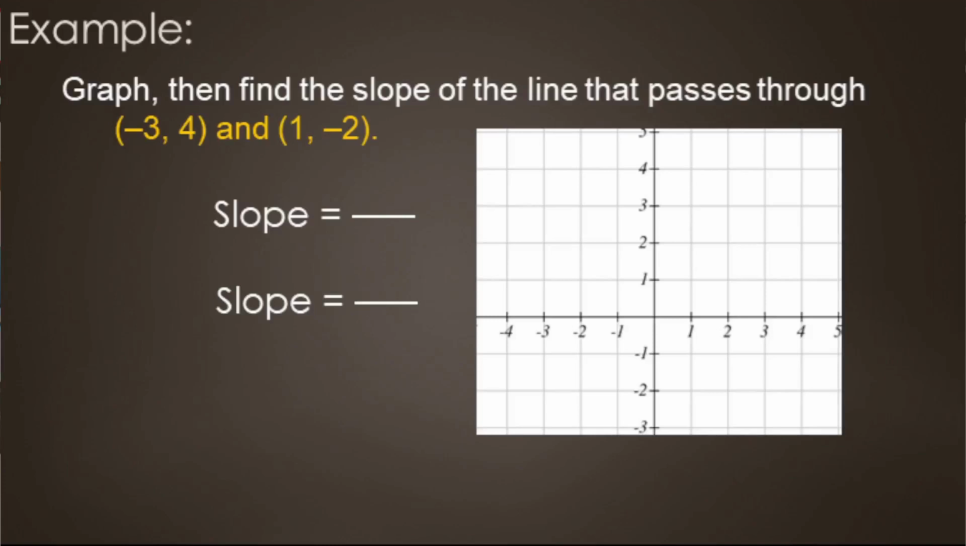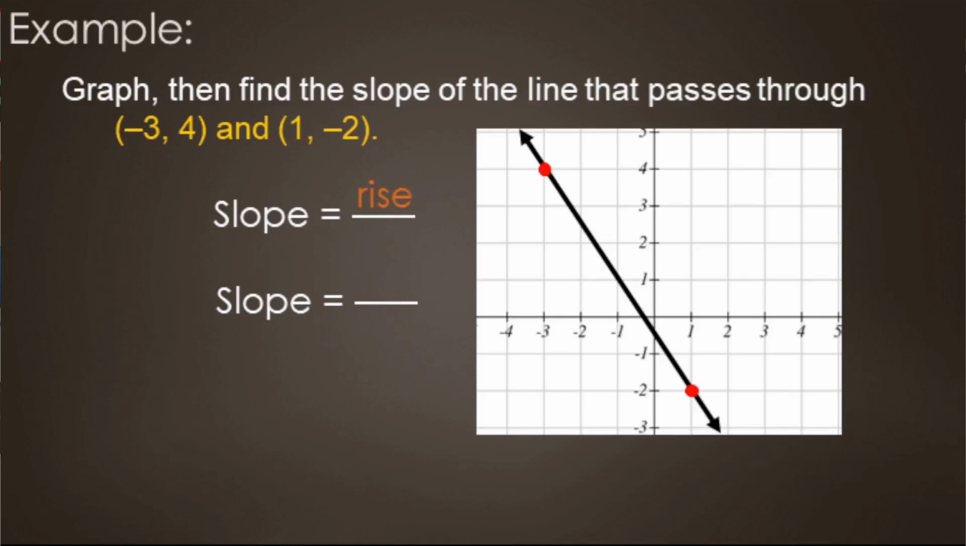Okay, so now we're going to look at an example. We're going to graph and then find the slope of the line that passes through these 2 points here. So step 1, graph. Our first coordinate point is -3, 4. So -3 on the x and 4 for the y. That ordered pair is graphed right there. And then 1, -2: 1 on the x is there, and -2 on the y right there. So the line that we're finding the slope of, boom, right there. So now we're ready to go.